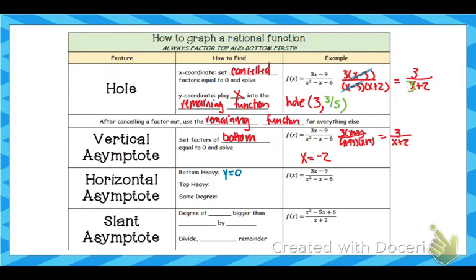If our graph is top heavy, it's a higher degree on the top, there is no horizontal asymptote, but there could be a slant asymptote, and that's what we'll find next. Now, if you have the same degree top and bottom, then you divide the leading coefficients. So the number out in front.